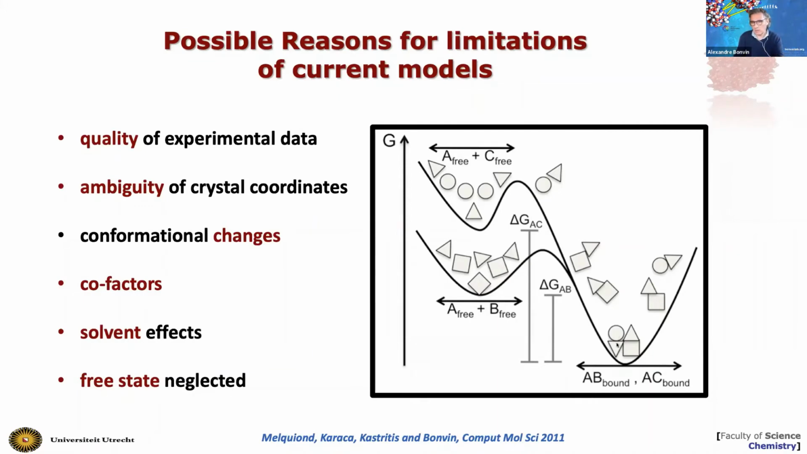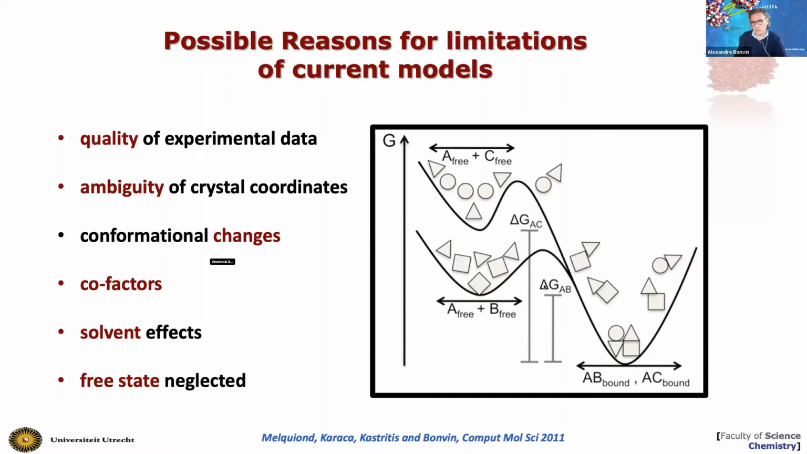So we have a circle binding to a triangle, and we have a triangle binding to a square. If you were to assess their binding affinity or predict only based on this state, you would predict that they have exactly the same binding affinity. And this is what we are doing when we're doing scoring. In most cases, we score based on the model of the complex that you have.